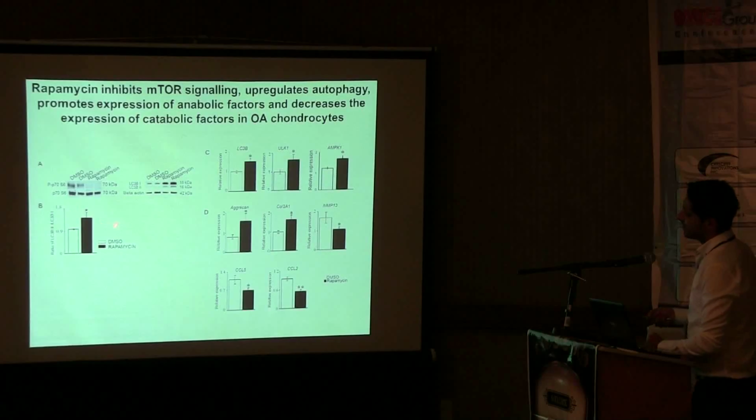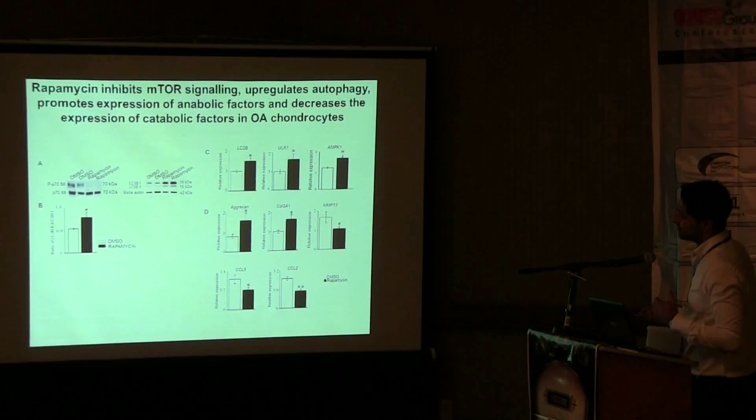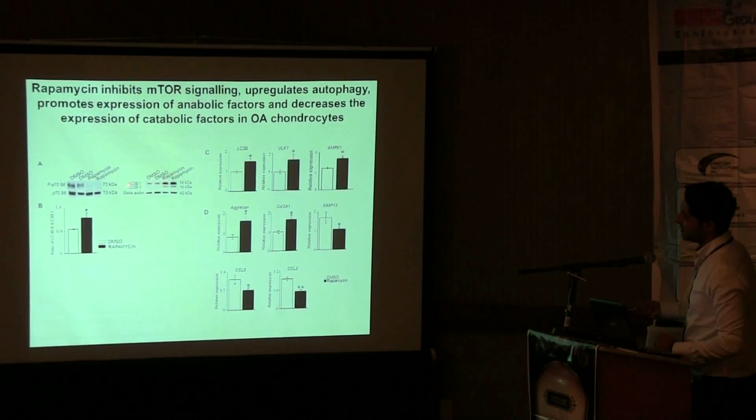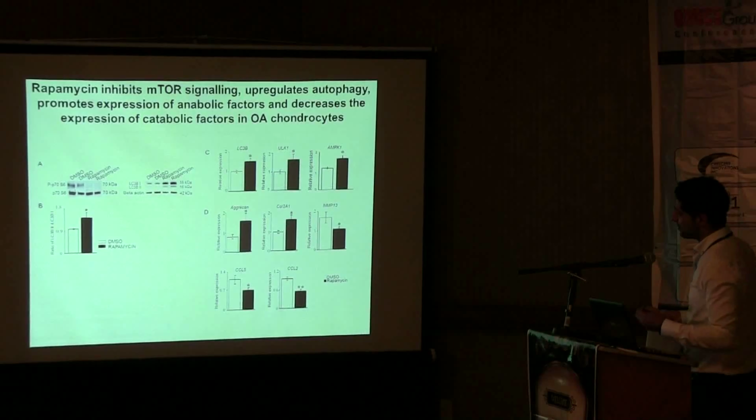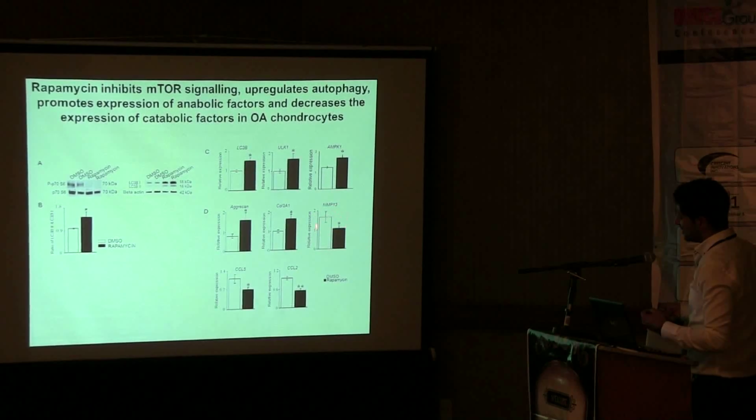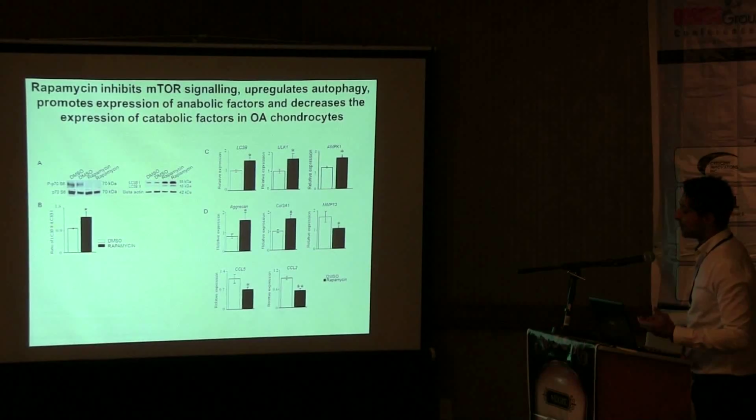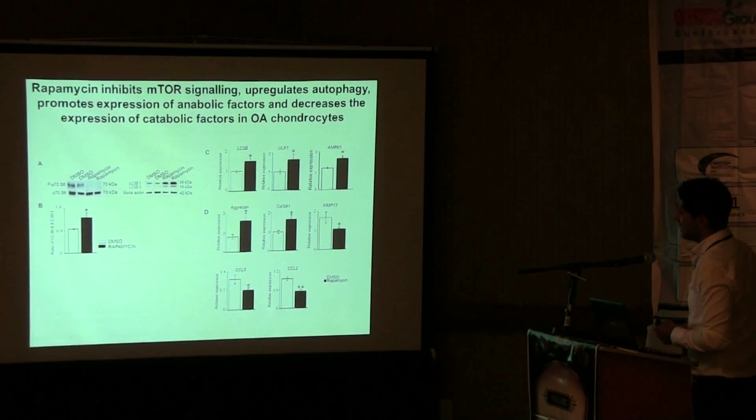Now, when you treat cells with rapamycin, you're able to block the mTOR signaling pathway, which is seen by this P70S6 kinase, which is downstream of mTOR. And by treating cells with rapamycin, you're increasing the autophagy process. As you see, LC3B1 is converted into LC3B2. What is really important in this case is that when you treat the cells with rapamycin, you're increasing the expression of aggrecan and type 2 collagen, the two major extracellular matrix products. However, you're decreasing the expression of MMP13, the major catabolic OA product, as well as CCL5 and CCL2.